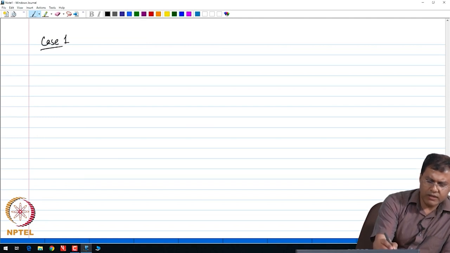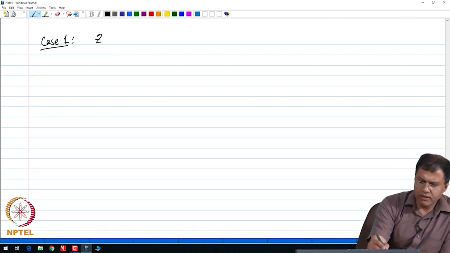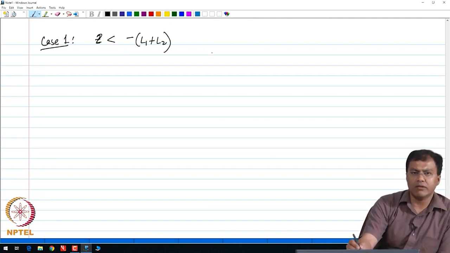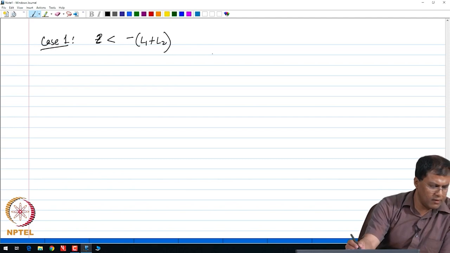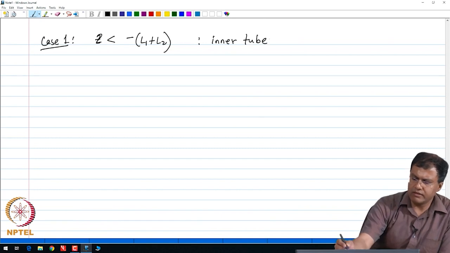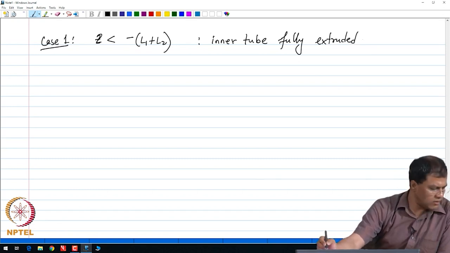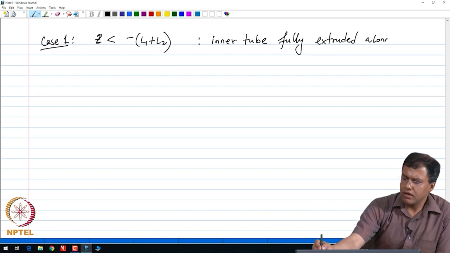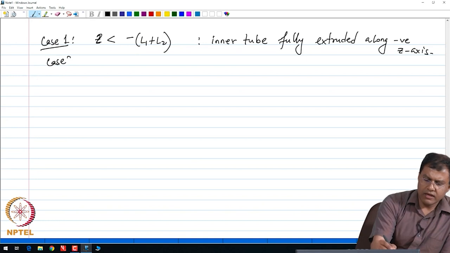My case 1 is when the center of the inner cylinder is extremely far apart, or when my z is less than minus L1 plus L2. So, it is outside the outer cylinder, so that there are no edge effects as well. Which means that the inner tube in this case is fully extruded along the negative z axis.